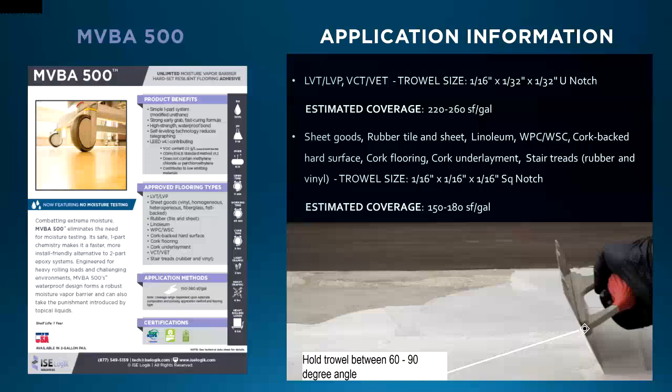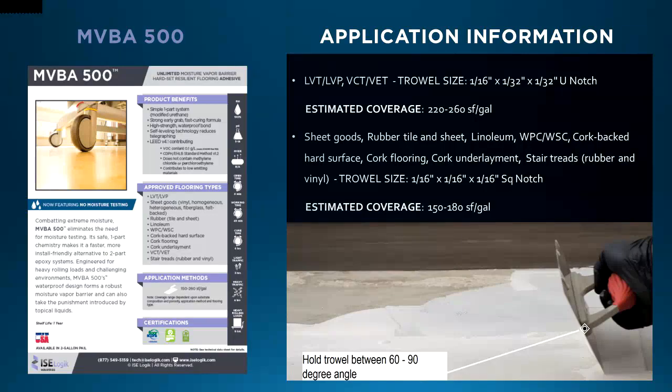The application on this, the coverage rate is in the 220 to 260 square feet per gallon, and that is for the LVT, LVP, VCT type floor covering systems. Trowel size on this for those LVT, LVP type products is 1/16 by 1/32 U notch. And then we use a little bit different size trowel for the sheet goods and the rubber floors, linoleums, WPCs, cork flooring. That trowel size is a 1/16 by 1/16 by 1/16 square notch.